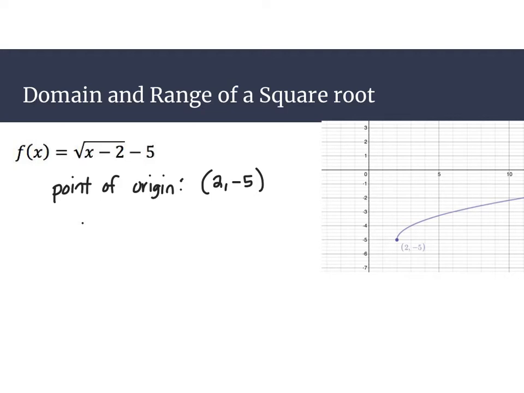That point of origin is super important when identifying your domain because your smallest x value is 2 and your smallest y value is -5. Identifying our domain to be from 2 to infinity and our range to be from -5 to +infinity.